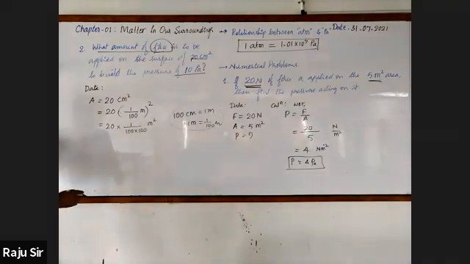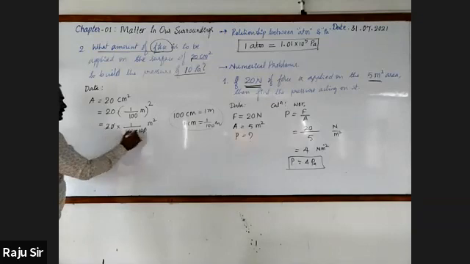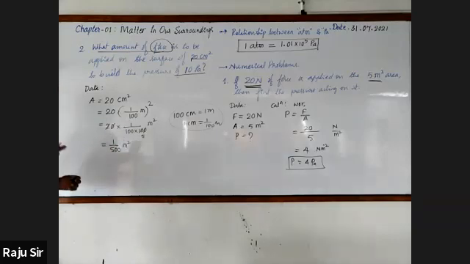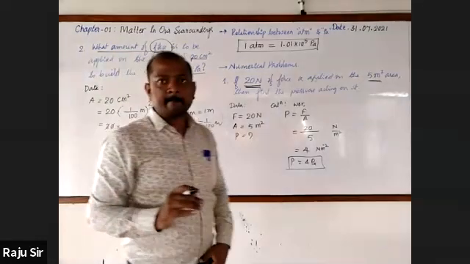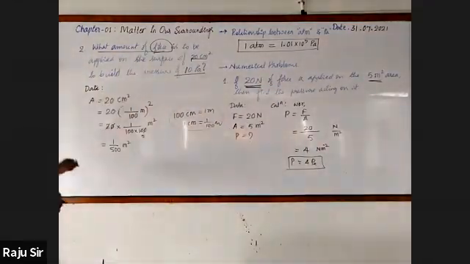0, 0 cancel. 1 0, 1 0 get cancelled. 2 by 1000. It is 1 by 500 meter square. Did you understand? Yes, sir. Okay. Sir, why do we take 100 into 100?